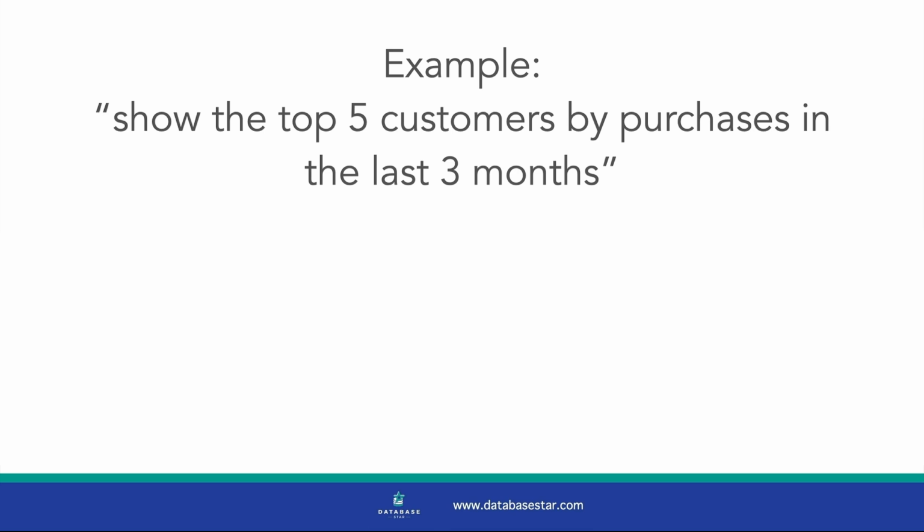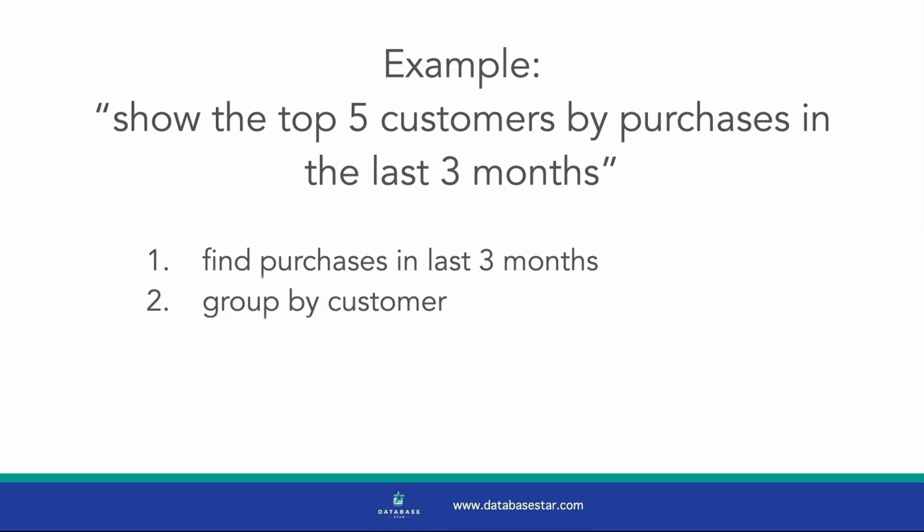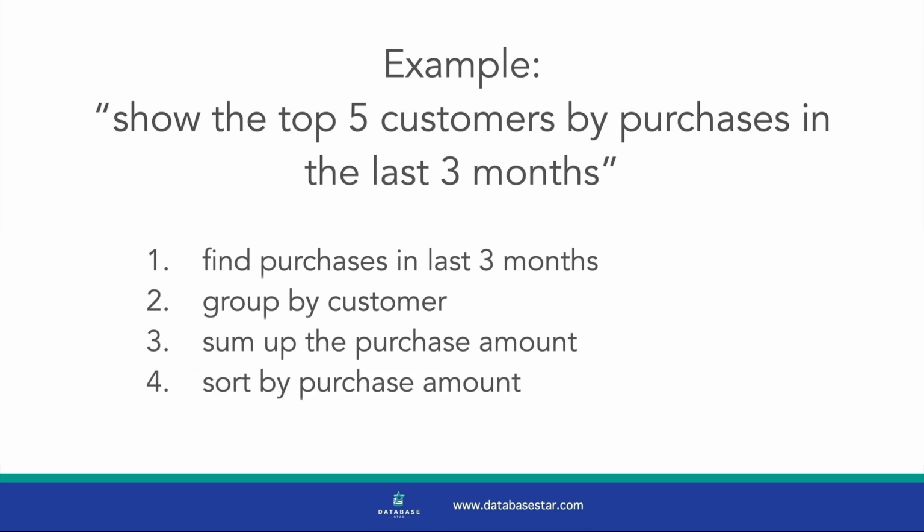How do we break this down? Step 1, we would find the purchases in the last 3 months. Then we would group them by customer. Then we sum up the purchase amount. Then we sort the data by the total purchase amount. Finally, we limit this to the top 5 results. Now that we have these logical steps, it's easy to translate them into our database and SQL code.